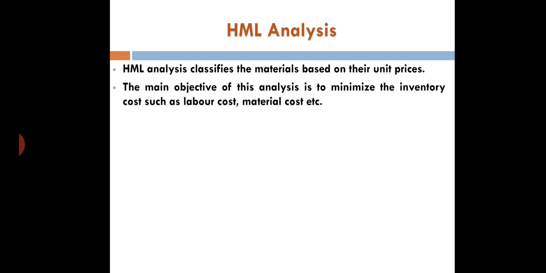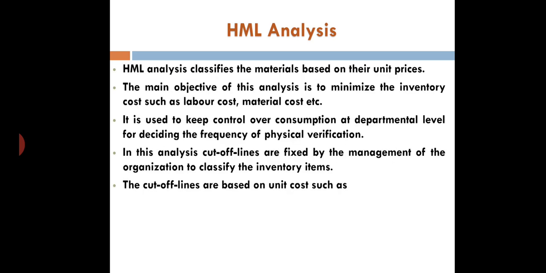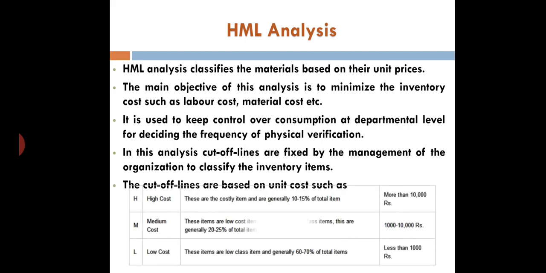Now the next type is HML analysis, where your HML is based on high cost, medium cost and low cost, similar to ABC, a little similarity with ABC, but here you are considering only the unit prices. You are not taking the consumption, you are only taking the unit prices. You can classify like high cost, medium cost and low cost. Definitely you need to control your high cost things, and low cost things you can have a very moderate or very lenient control.